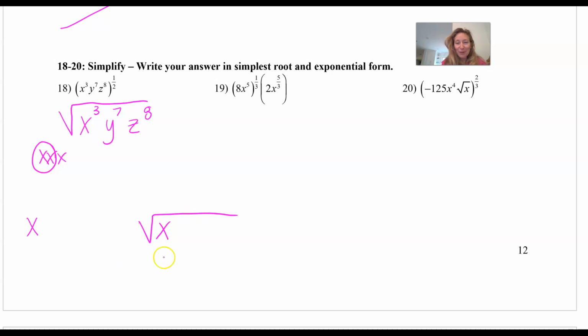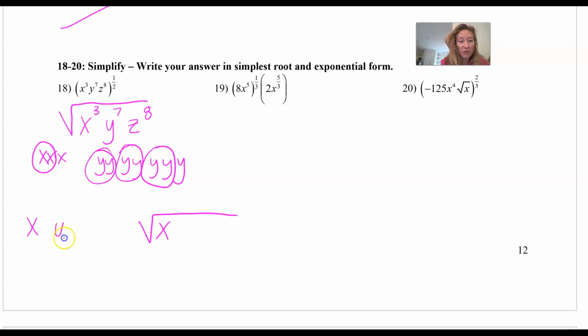So I write the numbers on the outside, and I leave a lot of space. With y to the 7th, I'm going to write 1, 2, 3, 4, 5, 6, 7. I'm looking for pairs of 2: 1 pair, 2 pairs, 3 pairs of 2. So that's going to come out as y to the 3rd power, and then there's 1 y left over.